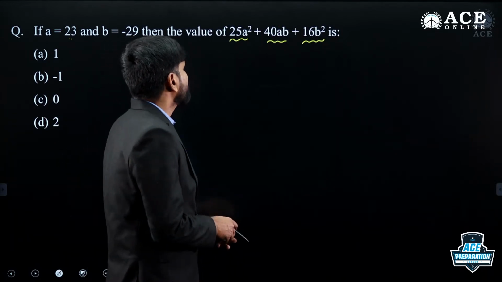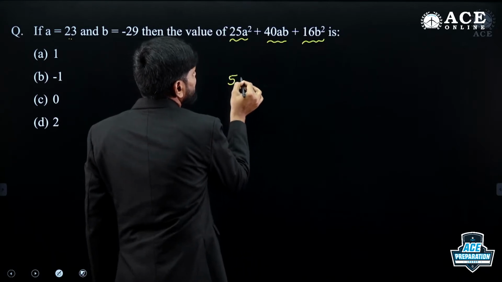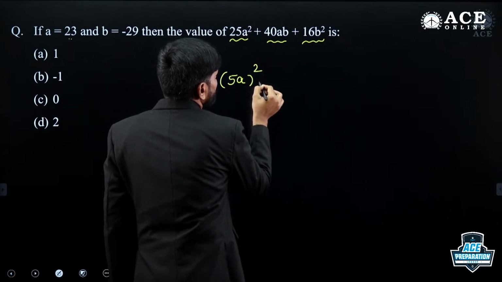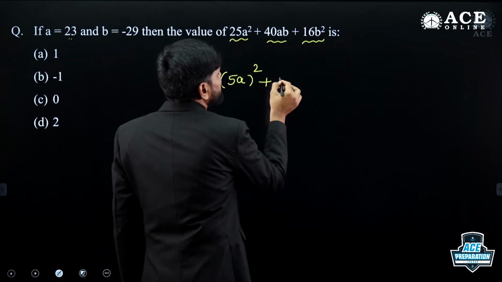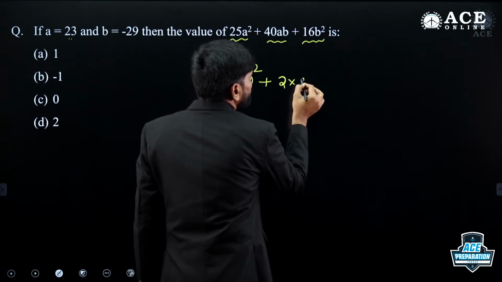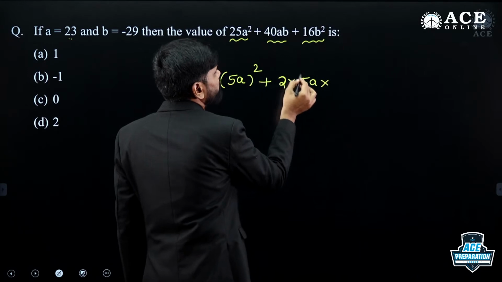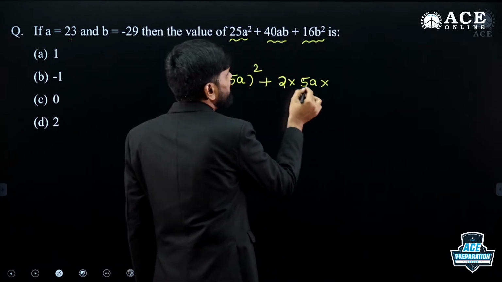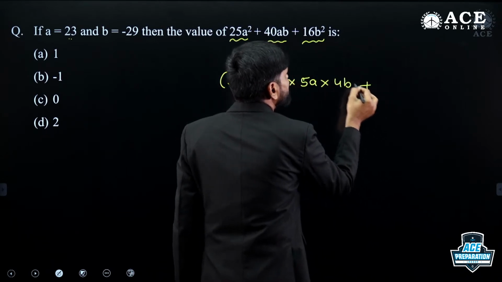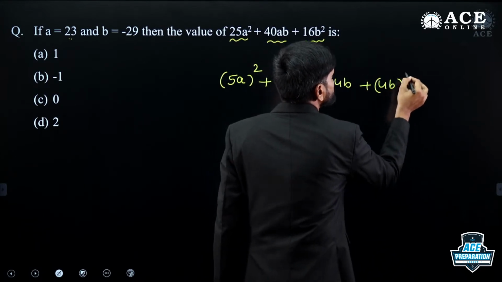How can I write this one, sir? How can we imagine it? This I can take as 5A. It is something like x, you imagine. This is like x square plus 2xy, 2 into, in place of x I will put 5A, into, so I am already having how much? 2 into 5A means I already have 10A. I need 4B over here. That gives us 40AB. Plus 16B square can be written as what? 4 into B whole square.